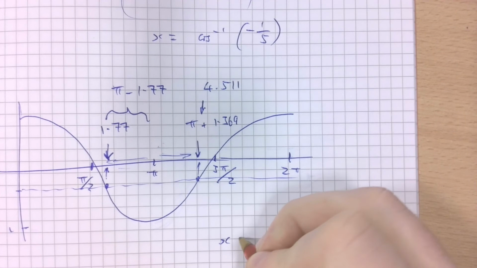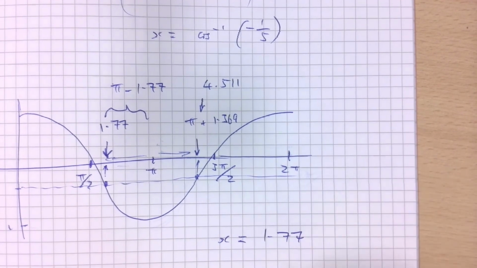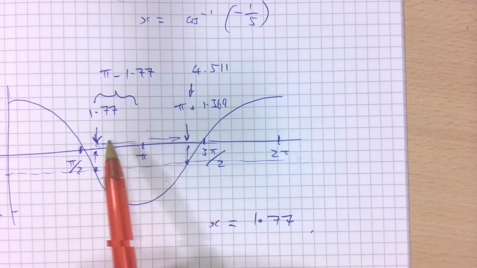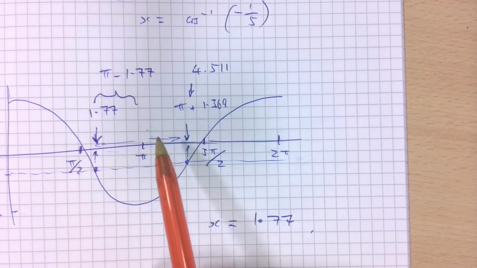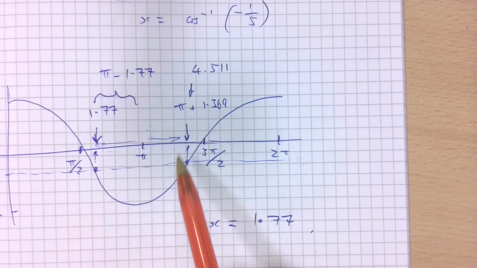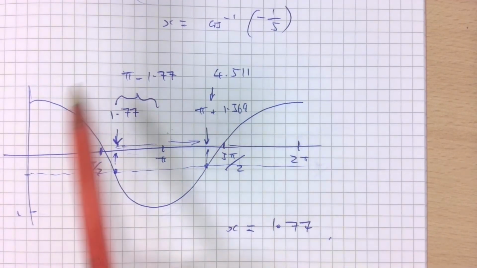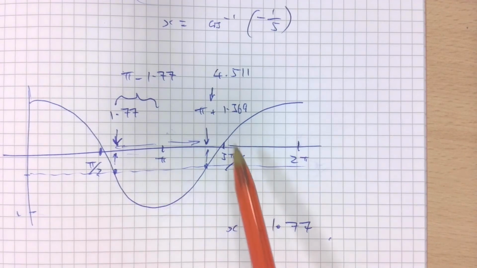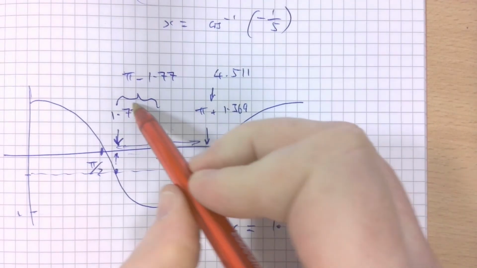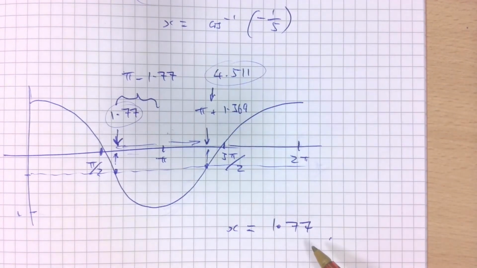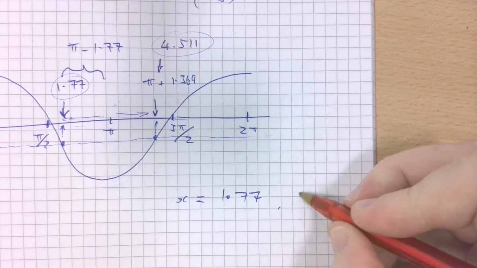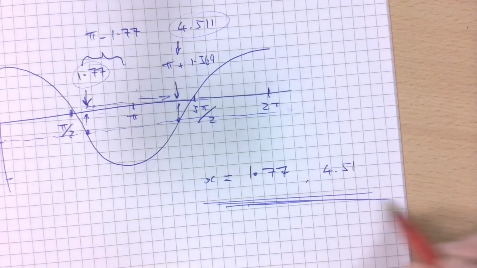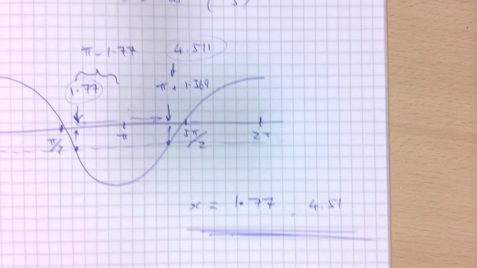So my two solutions there, the first one I found by just doing inverse cos of negative 1/5, gives me an answer of 1.77. And then that second value comes from finding that gap between pi and 1.77 and then adding it onto pi to get that second intersection point. I can do that because the graph is symmetrical. Yep. And I'm using that symmetry to find both of those values. 4.51 to 3 sig figs is the second solution. So those are my two solutions for this question.